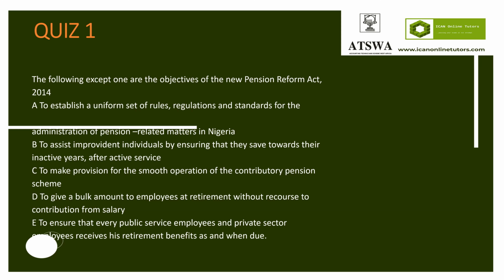D, to give a bulk amount to employees at retirement without recourse to contribution from salary. E, to ensure that every public service employee and private sector employee receives his retirement benefit. So the answer is D.